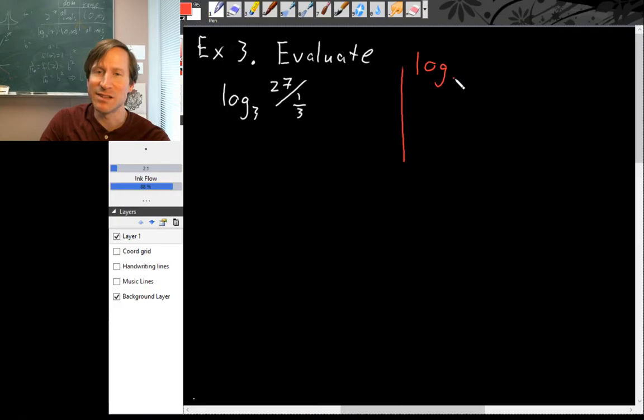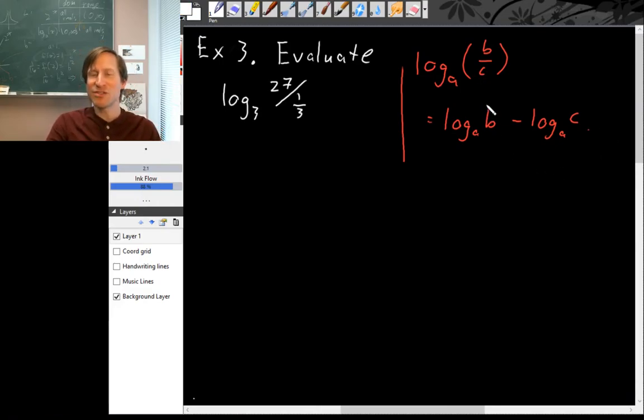It looks like this. Log base a of b over c is log base a of b, the numerator, minus log base a of c, the denominator. Again, this looks sort of similar to a fact about exponents. For logarithms, a quotient inside is a difference outside, and for exponents, it's the other way around. For exponents, a difference inside is a quotient outside. So same idea, but in the opposite direction because logs are inverses for exponentials.